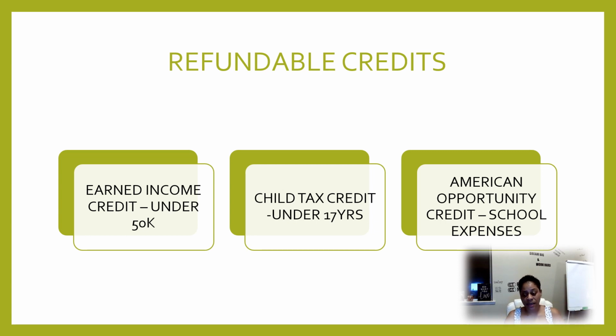There's the earned income credit, and that's mainly for lower incomes and for families under $50,000 a year. This year is about, you want to stay under $53,000. After $53,000, you don't even qualify for the earned income credit at all. The child tax credit is for people who have kids under 17 years old. They get the child tax credit.